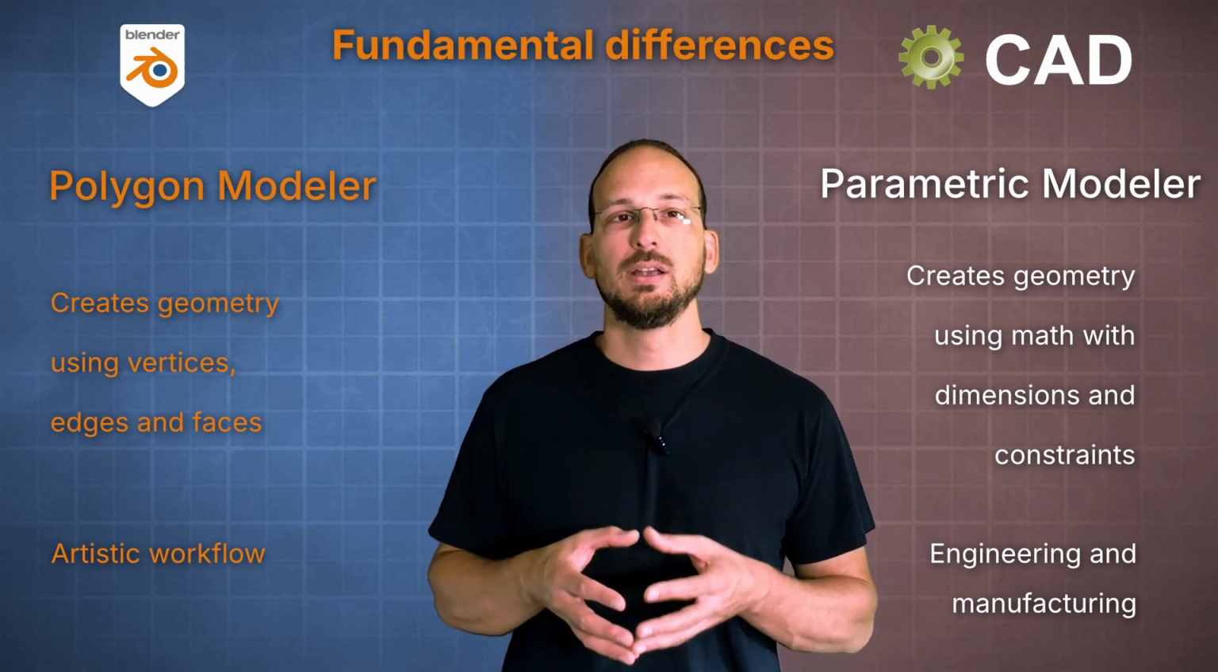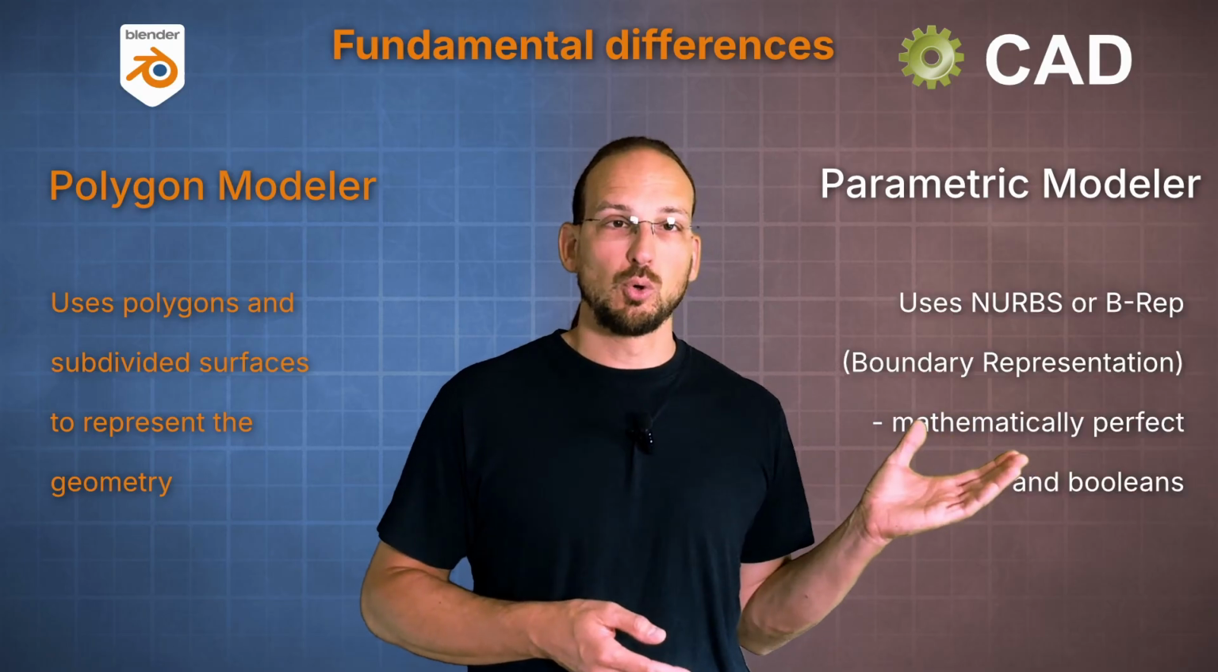Even the way these programs represent geometry is based on two fundamentally different systems. Blender and other poly modelers use polygons and often subdivided surfaces to represent the geometry. CAD programs rely on NURBS or BREP, which is boundary representation. And this allows for mathematically perfect curvatures, and booleans without overlapping faces and all the other mess that we're used to seeing in Blender. And that's where the key issue lies.